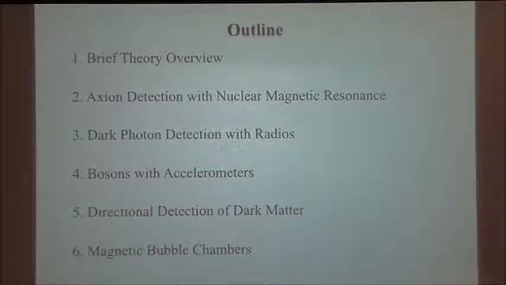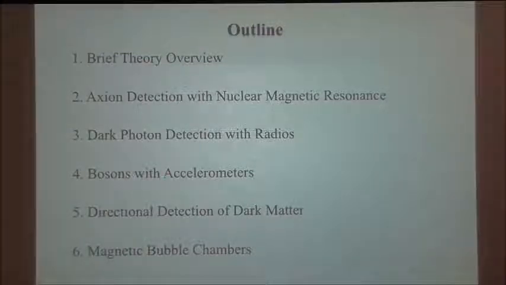So here's the outline for the talk. Let me first give you a brief theory overview. This brief theory overview will mostly cover the very, very light dark matter particles with their mass from about 10 to the minus 22 eV to about 100 gigahertz or so, right? What kind of particles exist there? Why are they interesting? How do you find them?